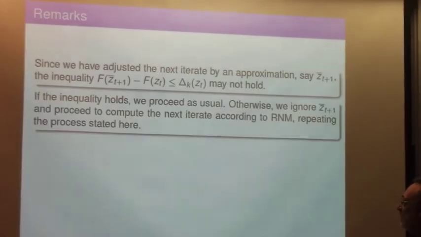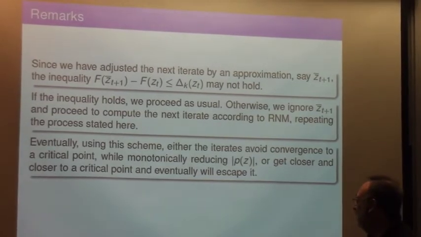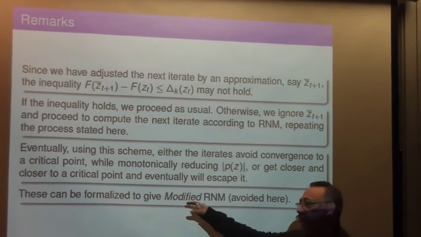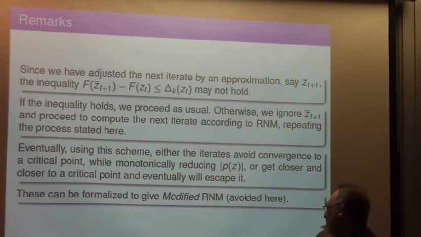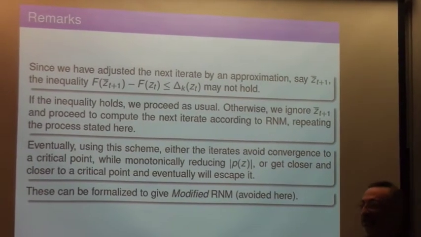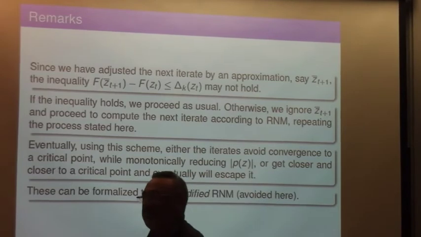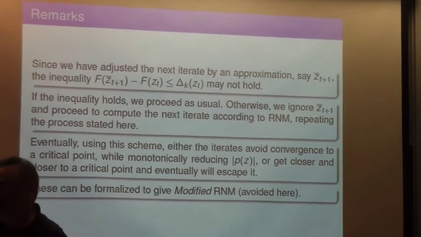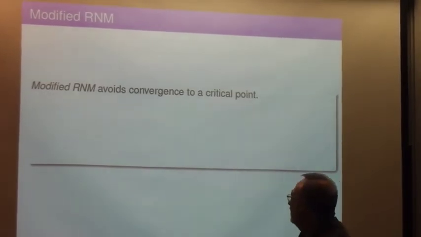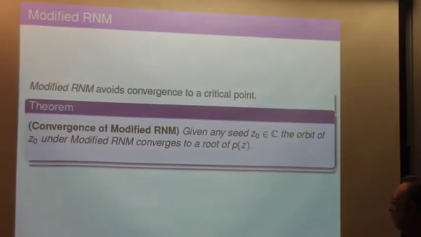I don't want to spend too much time on that, but you can define a scheme which I call the modified robust Newton method, which avoids the critical points. However, in this case, I cannot say exactly, in terms of epsilon, how many iterations. That's open. It avoids coming to a critical point.